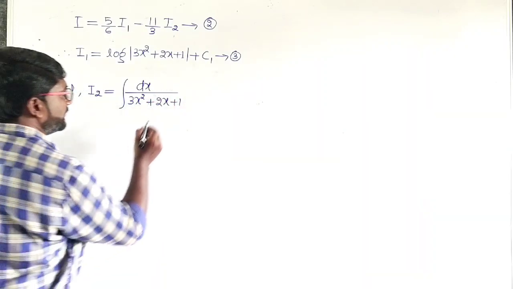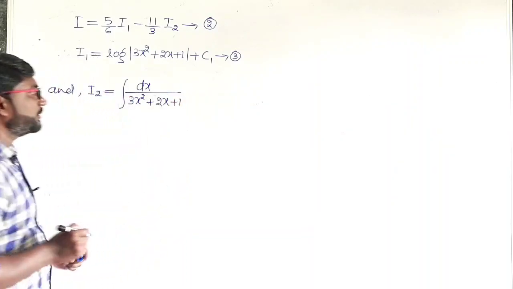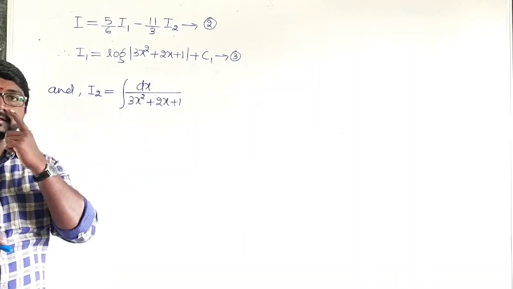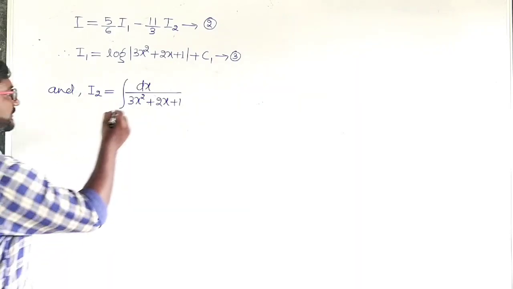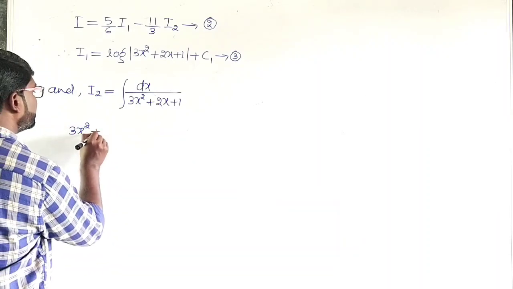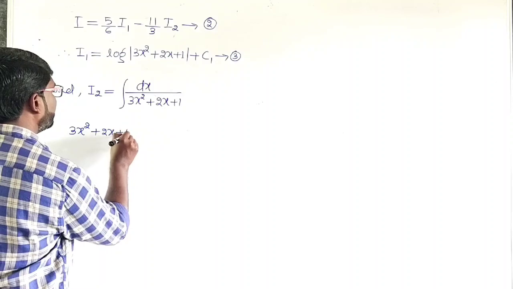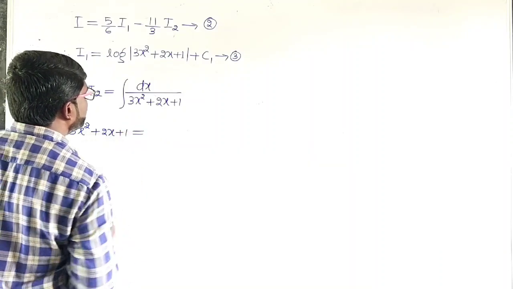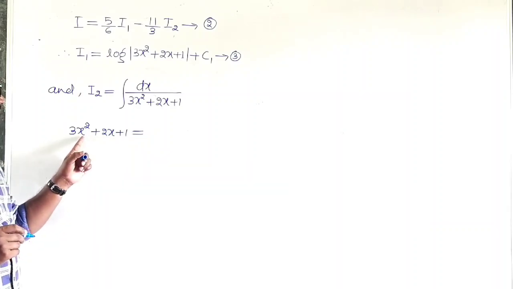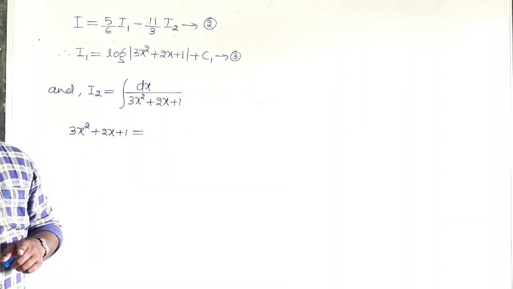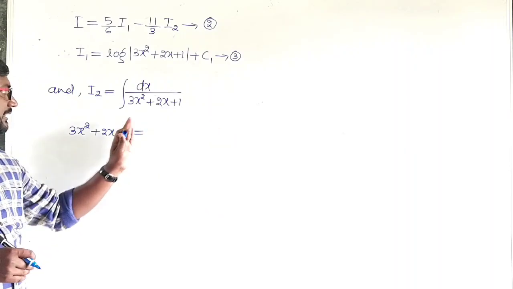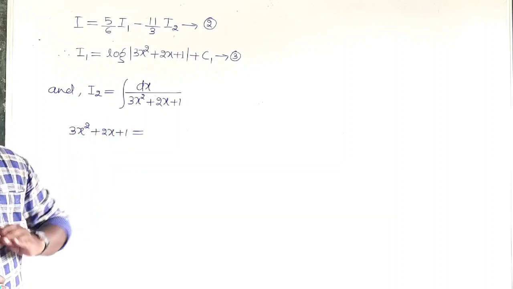So here in the integrand, the denominator involves a quadratic polynomial. We have to solve this by the completing the square method. So I take only the polynomial 3x square plus 2x plus 1. I have told you earlier, whenever you are going for the completing the square method, the coefficient of x square must be 1. Only in a few polynomials it was easy to write it directly. So here we cannot write it directly now. We have to go for the completing the square method.